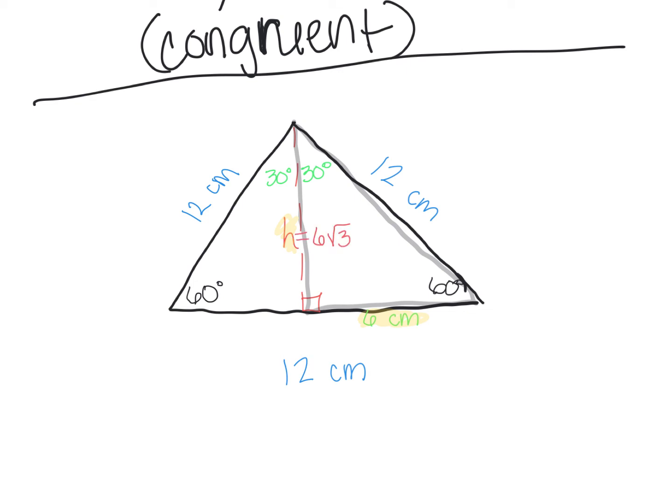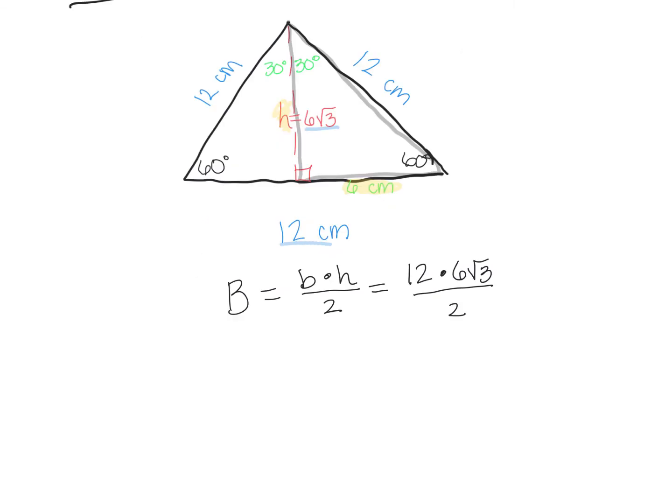Now that we have the base, 12, and the height, 6 radical 3, we can substitute that into the area formula to find the area of a base or a lateral face. In other words, we know that the area of a base or a lateral face is 36 radical 3 centimeters squared.